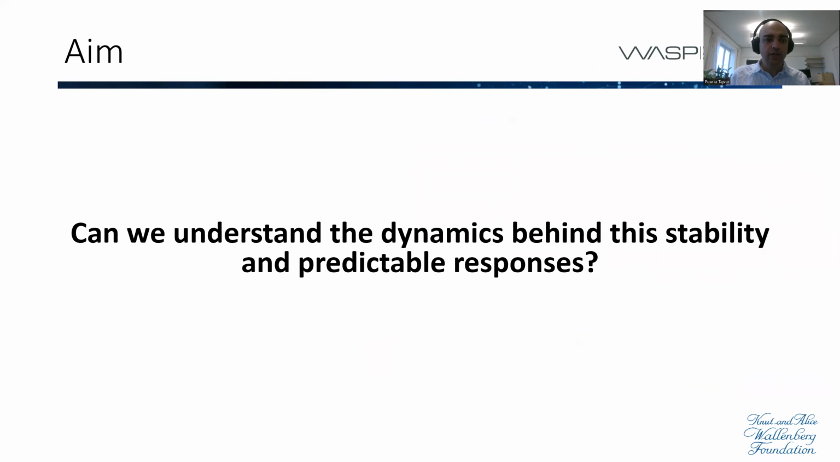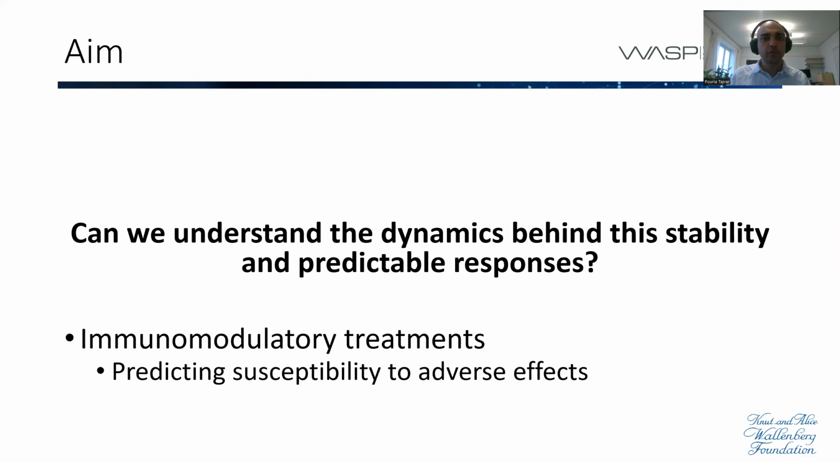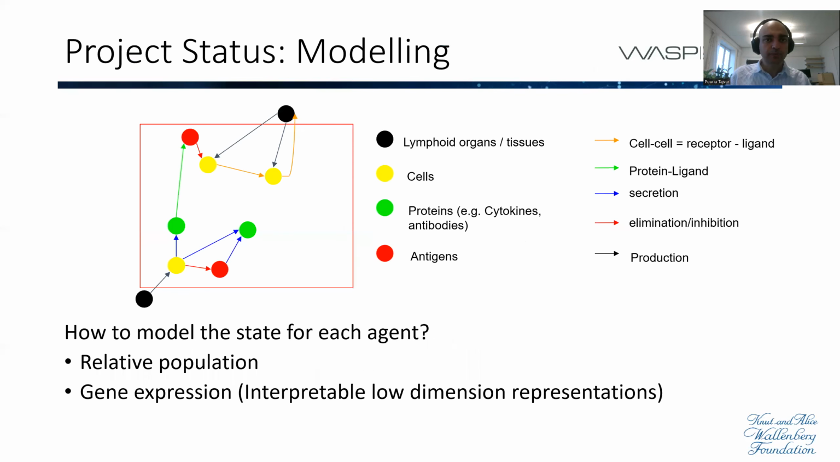So how can we understand the dynamics behind this stability and predictable responses? The answer to this question is particularly relevant to immunomodulatory treatments, which basically allows us to predict if a person is susceptible to adverse effects from certain treatment. And ultimately, with good predictive powers, we can personalize treatments for each individual.